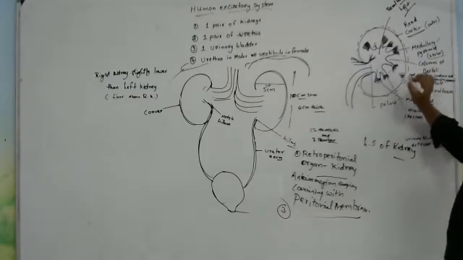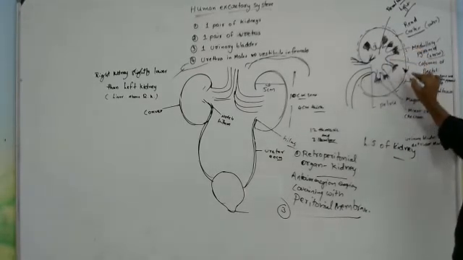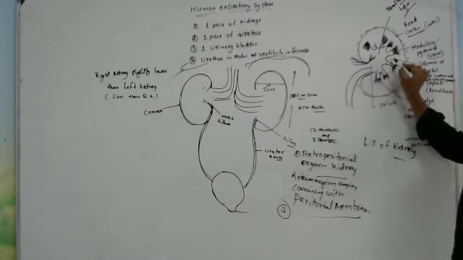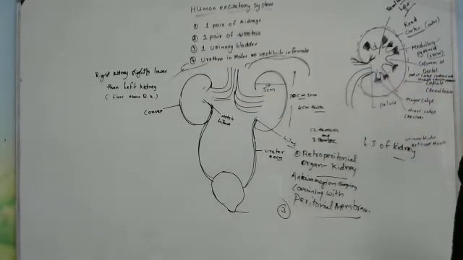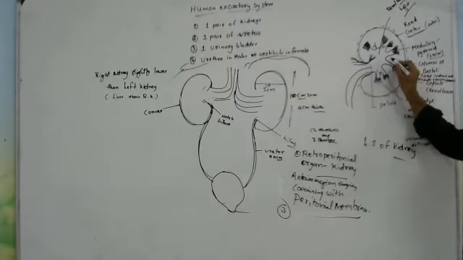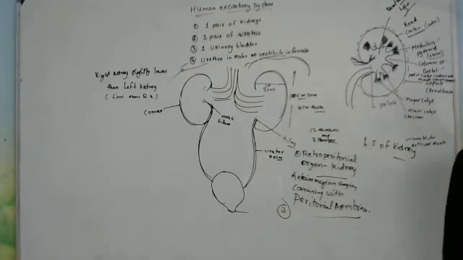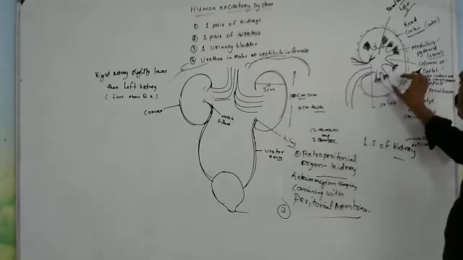Between the medullary pyramids, the cortex, which I have already told you is the outer region of the kidney, extends into the medullary region. The cortex region is extended into the medullary region. We can call that part the columns of Bertolli. What is the meaning of columns of Bertolli?